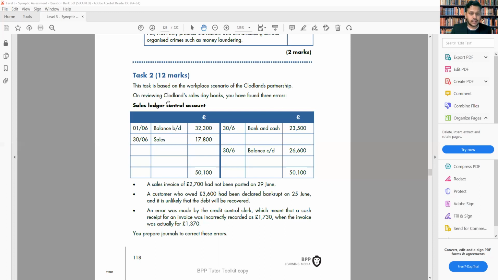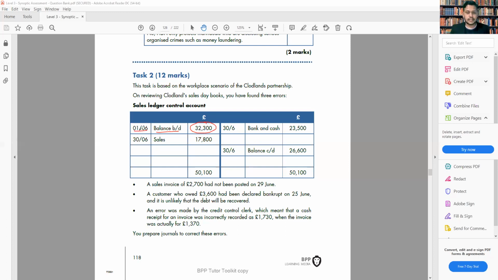On reviewing the Codeland sales daybook, you have found 3 errors. So you checked the sales daybook and found 3 mistakes. Sales ledger control account means the credit customer account, so how much you're expecting from our credit customers. You can have a look. The first one is the opening balance, where we can see we expected 32,300. So we're expecting 32,300 at the beginning of June.